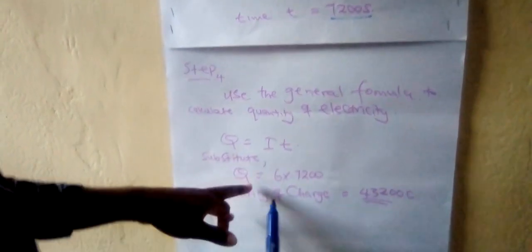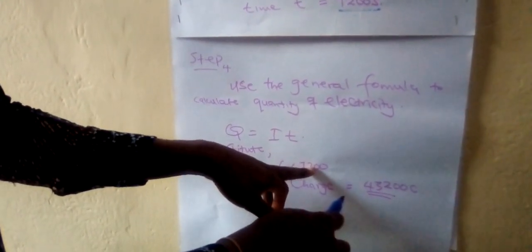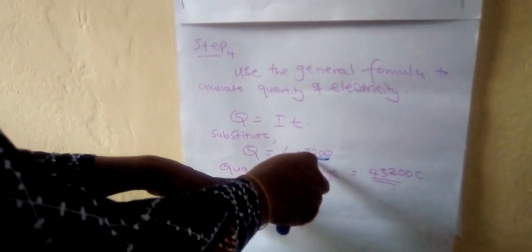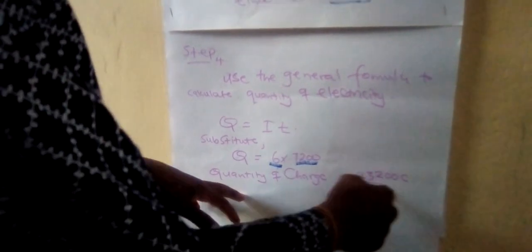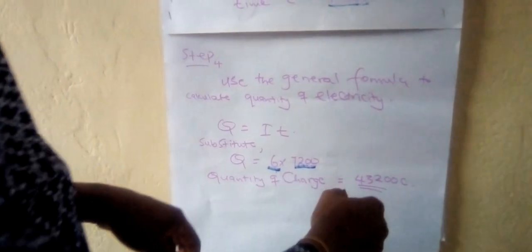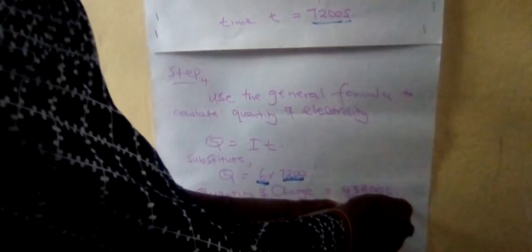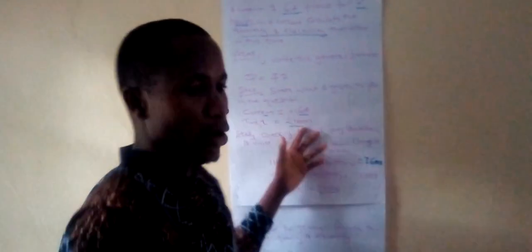Substitute. We shall say our current is 6 times the time we have already converted here, which is 7,200. Then when we multiply, our quantity of charge becomes 43,200 coulombs. So this is the quantity of charge. That is how we get the quantity of charge. I hope you have understood.